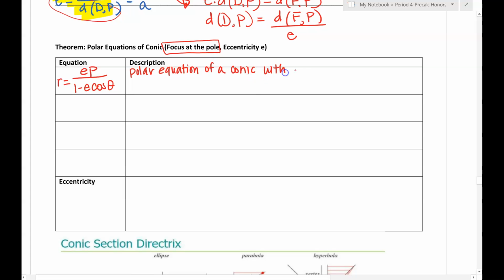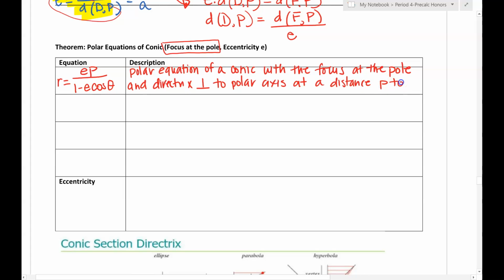With the focus at the pole, and the directrix is going to be perpendicular to the polar axis at a distance, let's call it p, to the left of the pole.